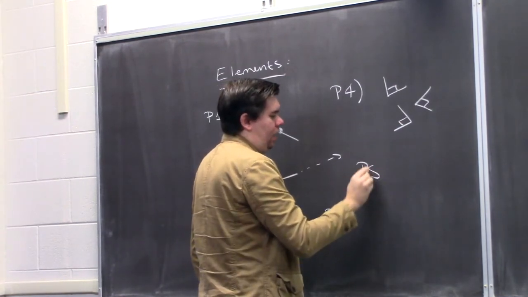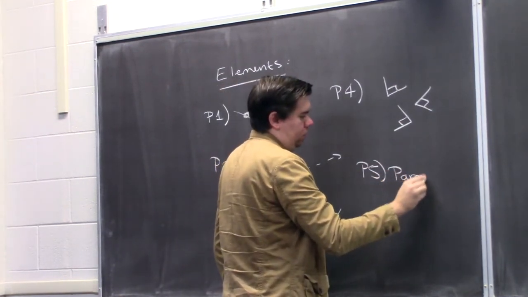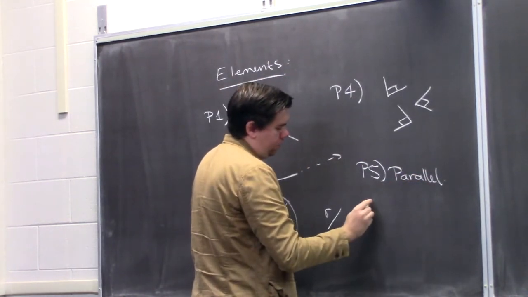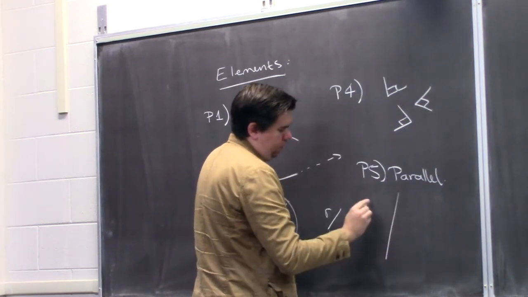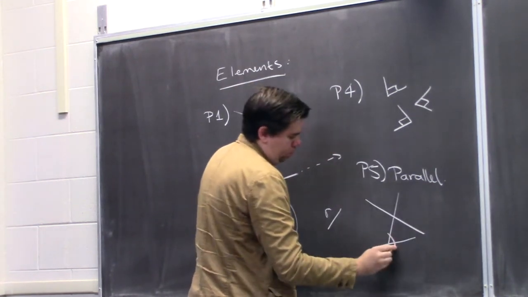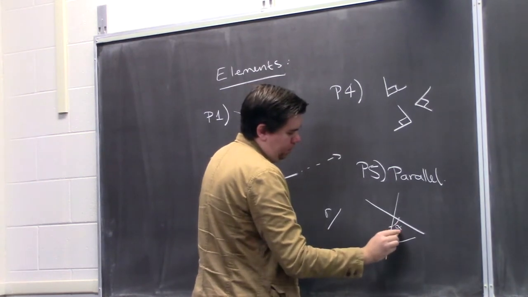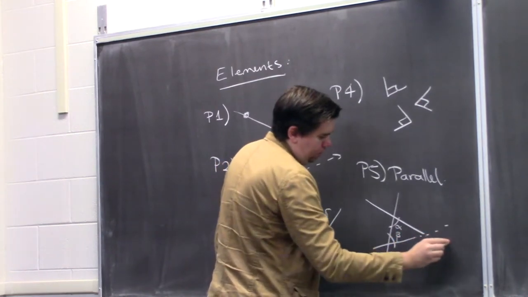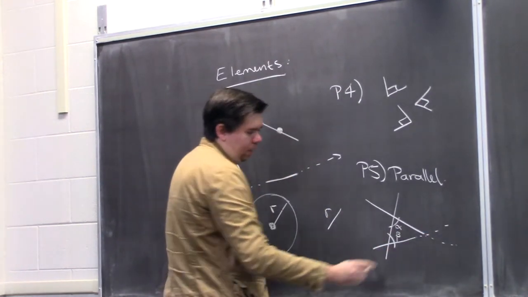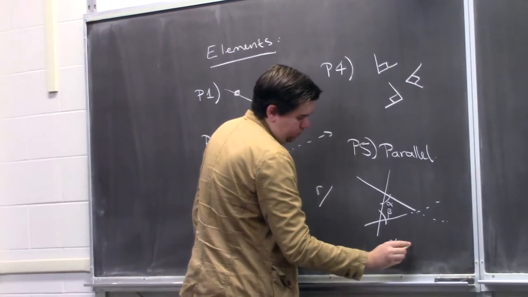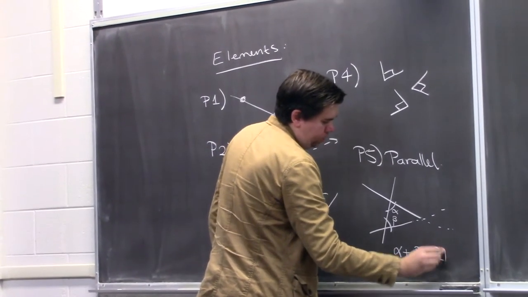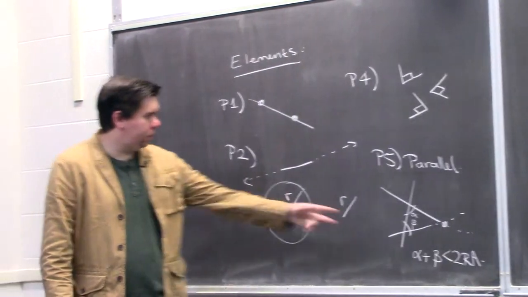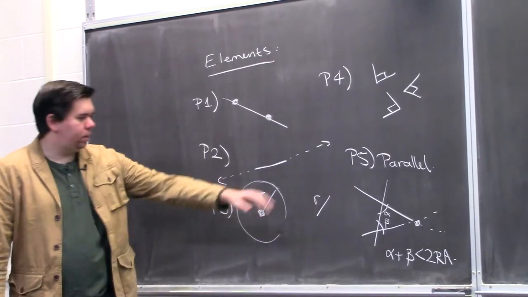And postulate five was a parallel postulate, which the way Euclid framed it says that if you have these two angles, alpha and beta, that sum to less than two right angles, then eventually these lines will meet on the same side, where alpha and beta sum to less than two right angles. They'll have to intersect. Okay, and there are several equivalent ways you can frame that, but that's how Euclid did it.